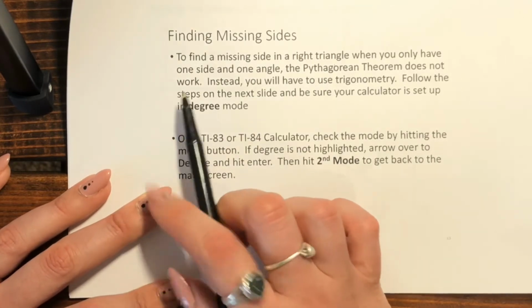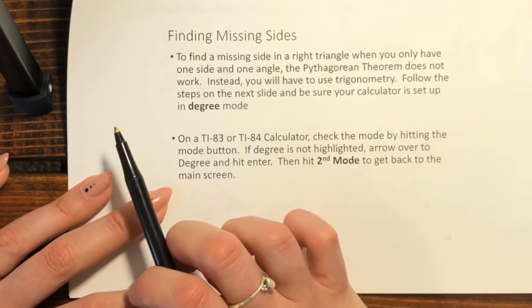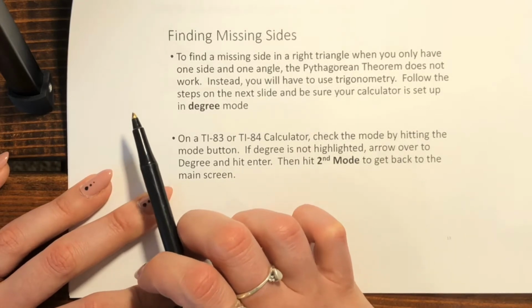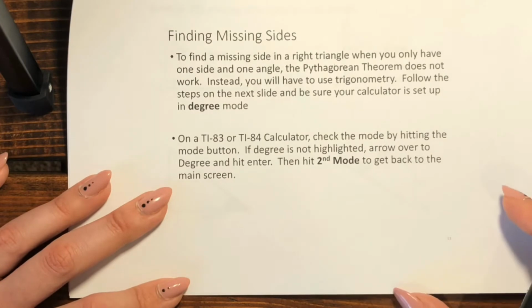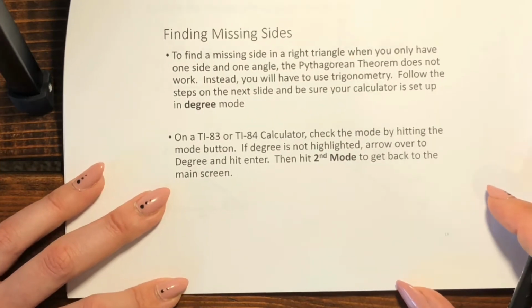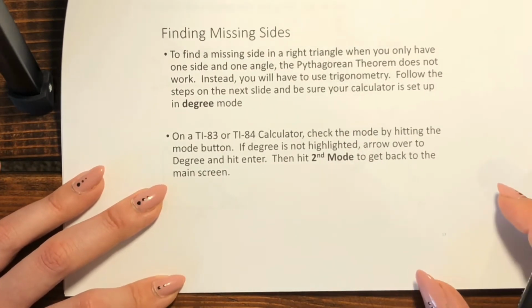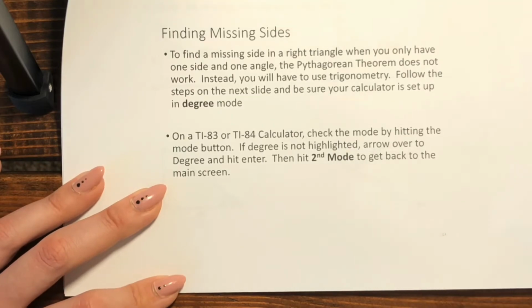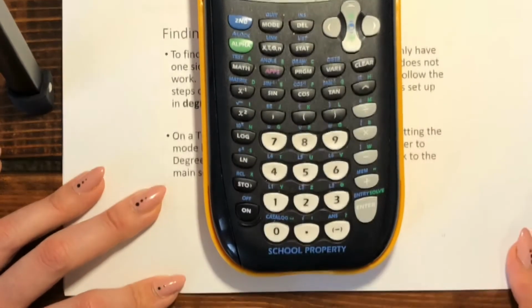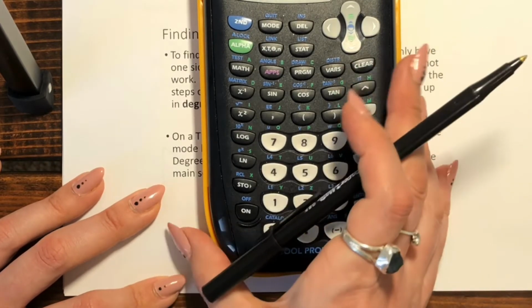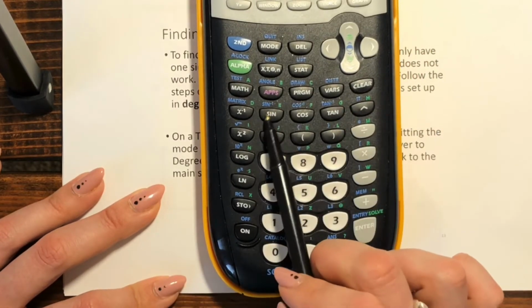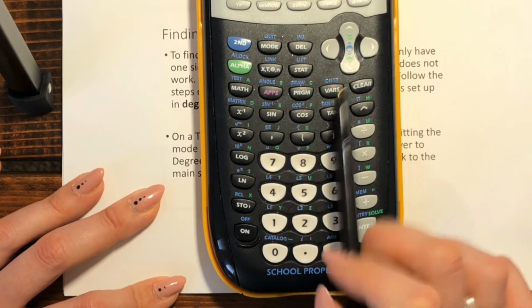But this way, as long as you have one side and one angle, you can use our right triangle trigonometry or our SOHCAHTOA stuff. So you will want a calculator. If you guys don't have one at home, remember you can go to the school and check one out. There's also ones online. You can just Google trigonometry calculator, and you can find a whole bunch on Google as well. But we're going to be using sine, cosine, and tangent in our calculators as well.